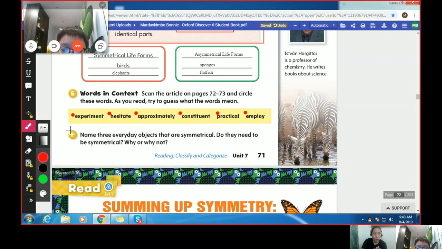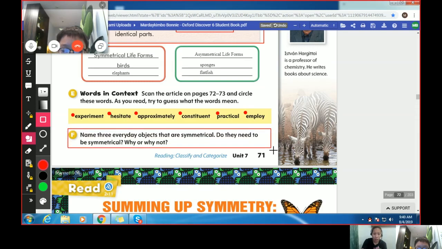So let's try category or activity F. Name three everyday objects that are symmetrical. Vase? Are vases symmetrical? What else? I'd like you to look inside your house and give me three things that are symmetrical.